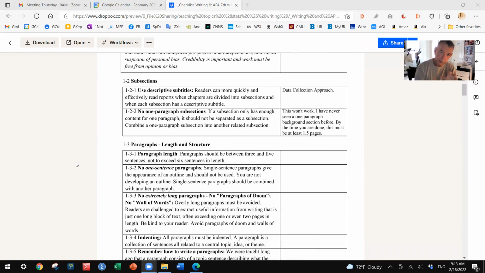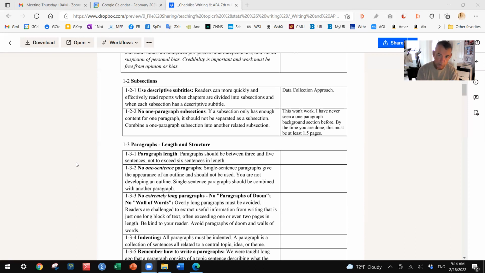Now let's talk about subsections. When we write chapters, especially if they have a significant amount of complexity, we need to break those chapters into pieces or subsections. And so when we use subsections, we don't want to call it subsection 1 or subsection 2, or just label the sections with numbers or alphabet. So students have to use descriptive subtitles, and that enables the readers to more effectively get through the reports and chapters as they go. An example on the right-hand side is in a research paper or a research proposal, a subsection called the data collection approach.